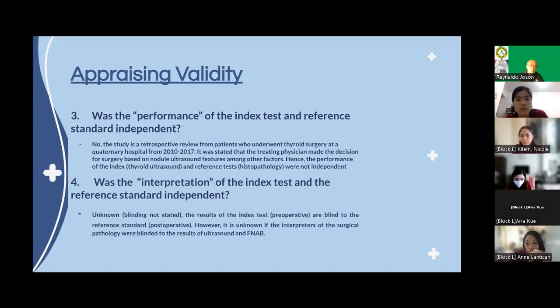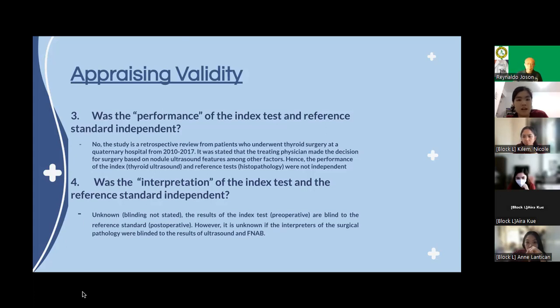For the third question, was the performance of the index test and the reference standard test independent? No, the study is a retrospective review of patients who underwent thyroid surgery at a quaternary hospital from 2010 to 2017. It was stated that the treating physician made the decision for surgery based on nodule ultrasound features, among other factors. Hence, the performance of the index test, which is thyroid ultrasound, and the reference test were not independent.